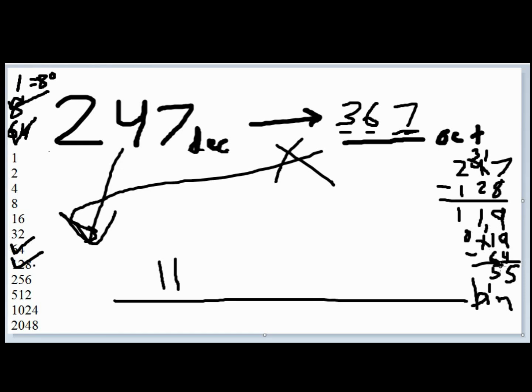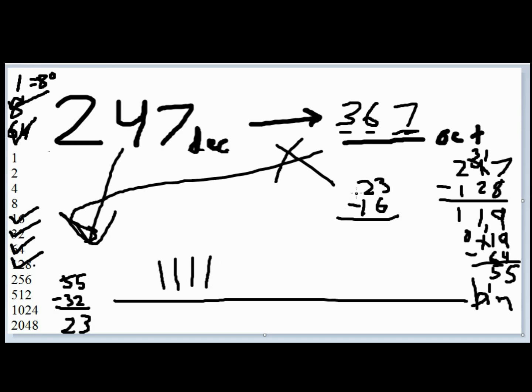55 more little rocks. Does 32 fit into that 55? Cool. Alright, so if I have 55 little rocks, and I've represented 32 of them, I'm left with 23 of them. 16 fits into it. So now these 23 little rocks, represented by 16 of them, and I'm left with having to represent 7 of them.